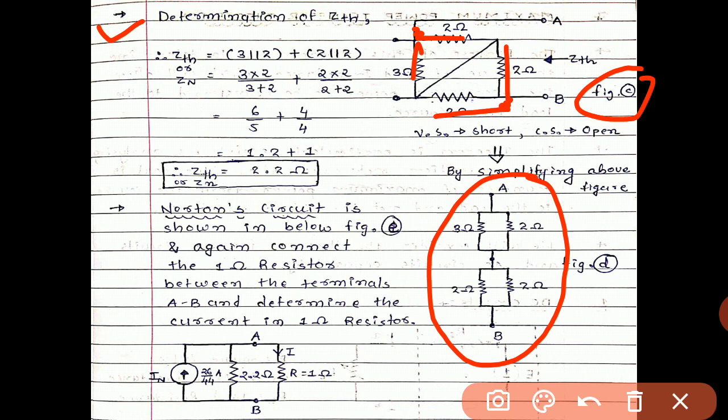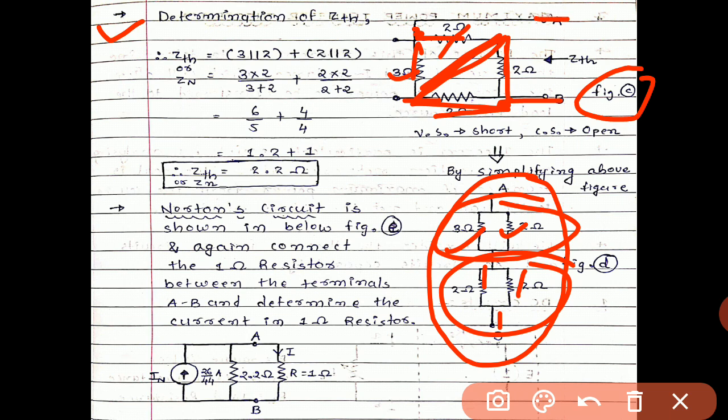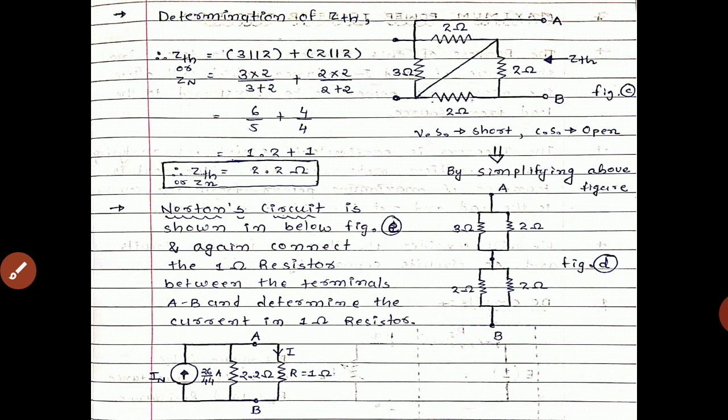So between AB, start from this point. 3 and 2 are in parallel, and between one point there is, and apart from that point we get this 2 ohm, both connected to point B. So the parallel combination of this plus the parallel combination of this is nothing but our ZTH. Which we find out over here, 3 parallel 2 plus 2 parallel 2. So 6 by 5 plus 4 by 4. So ZTH or ZN we get over here, that is 2.2 ohm.